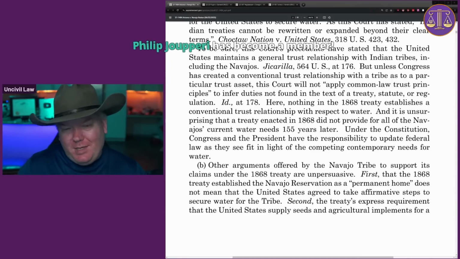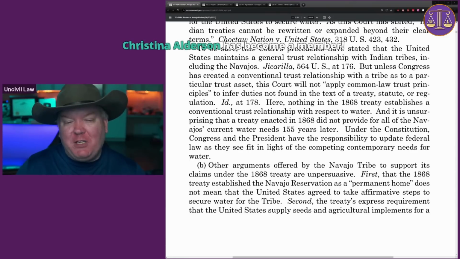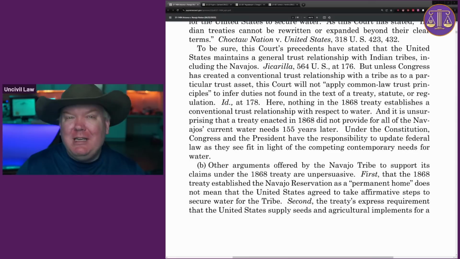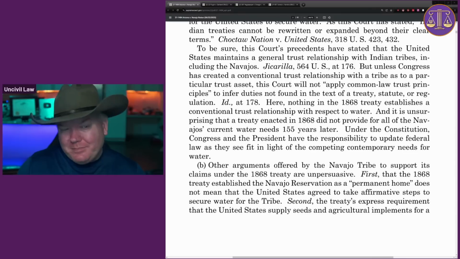Okay, fine. And it's unsurprising the treaty enacted in 1868 did not provide for all the Navajo current water needs 155 years later. Under the Constitution, Congress and the President have the responsibility to update federal law as they see fit in light of contemporary needs. So the agreement is the agreement. It's 150 years ago, but so what? The agreement is the agreement, and the agreement is still the agreement 150 years later. So maybe realities under the ground have changed, but the agreement is still the agreement.